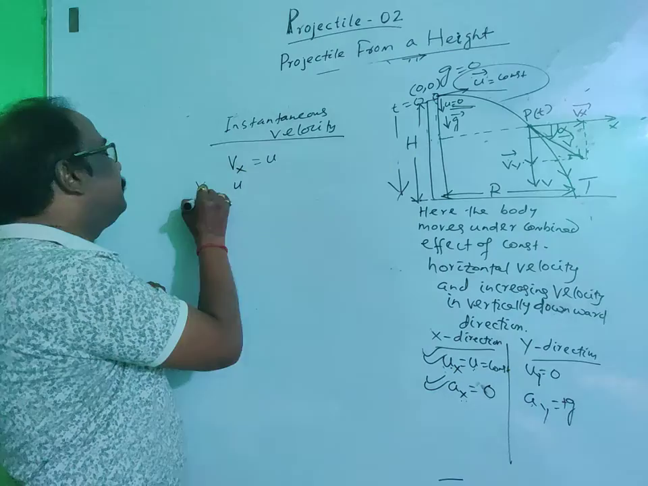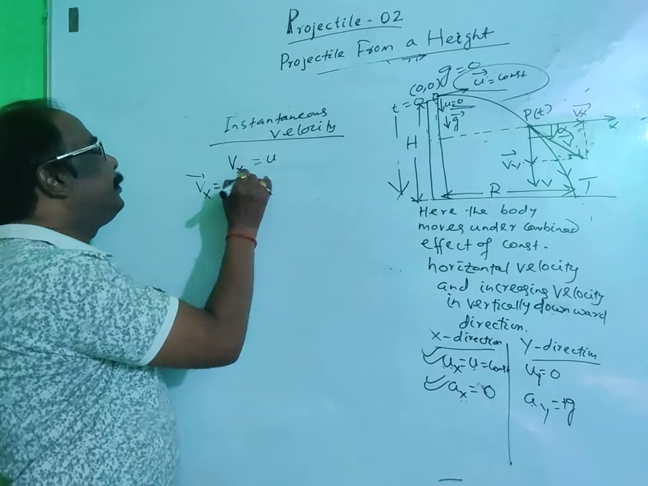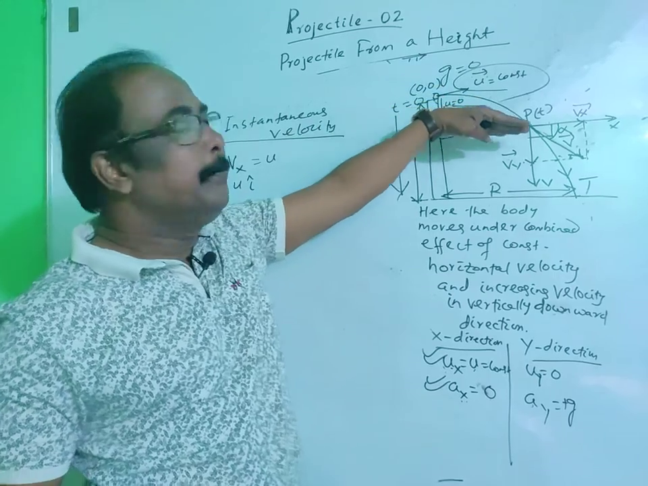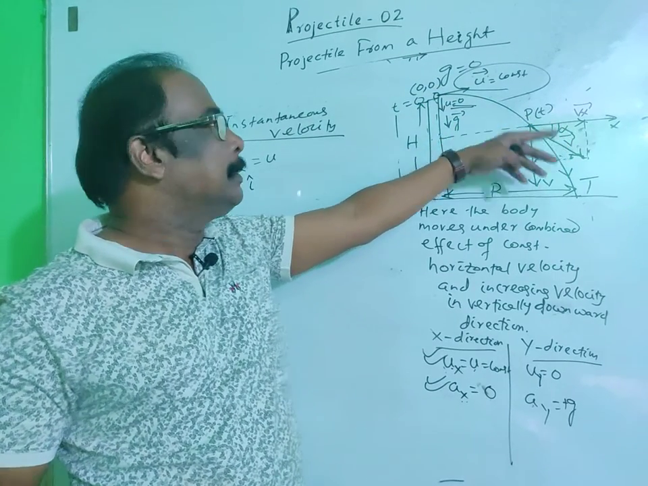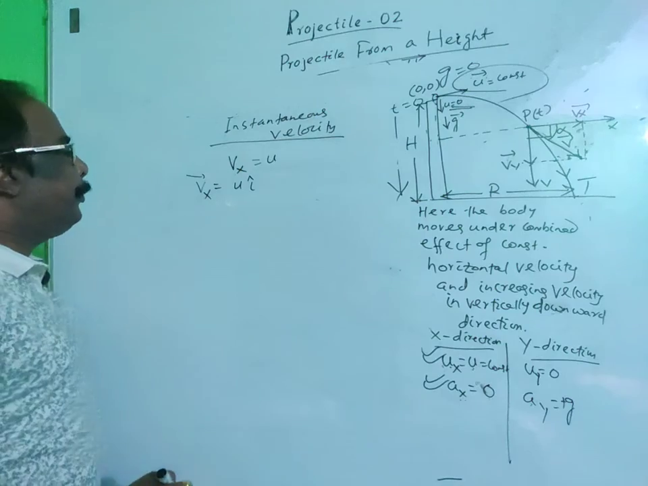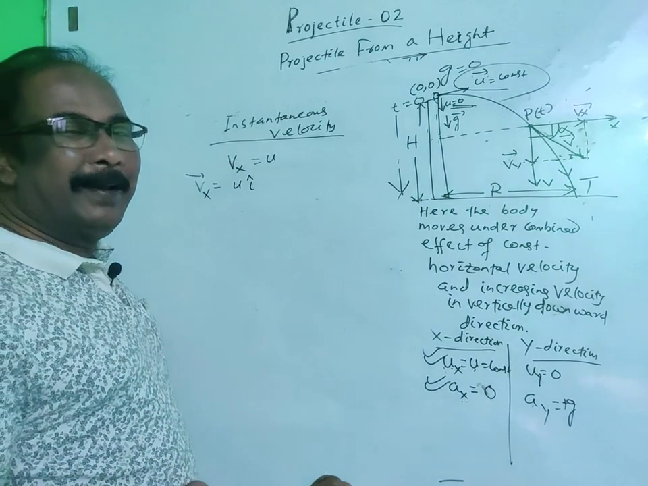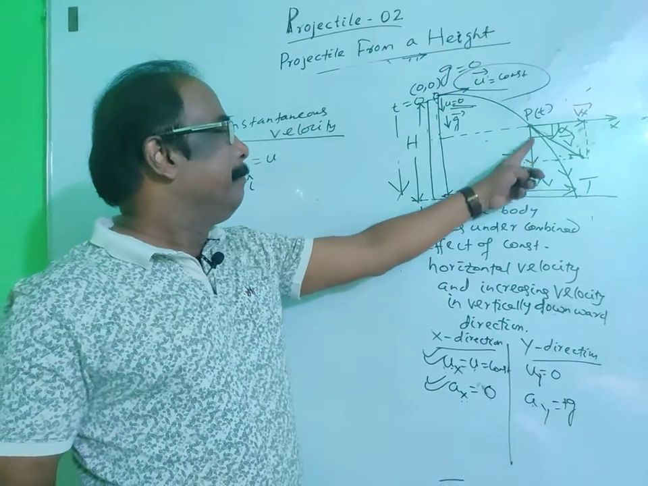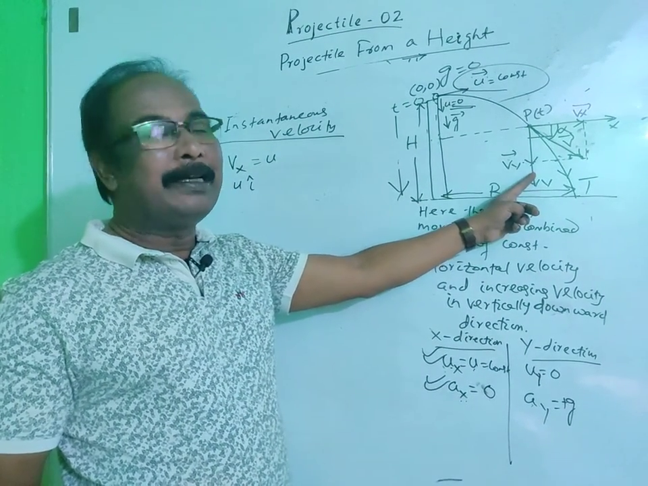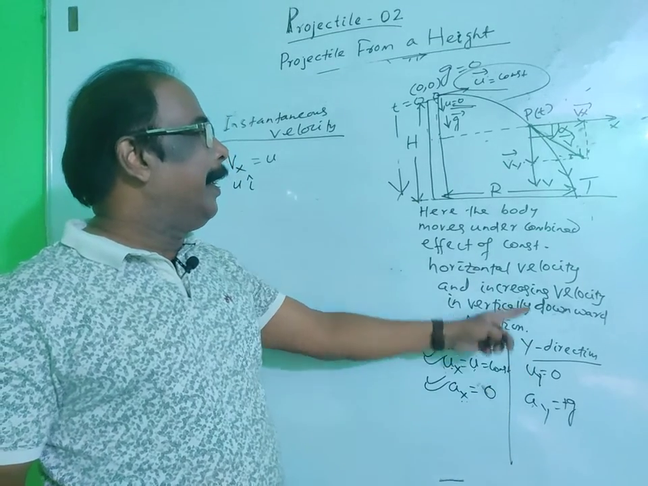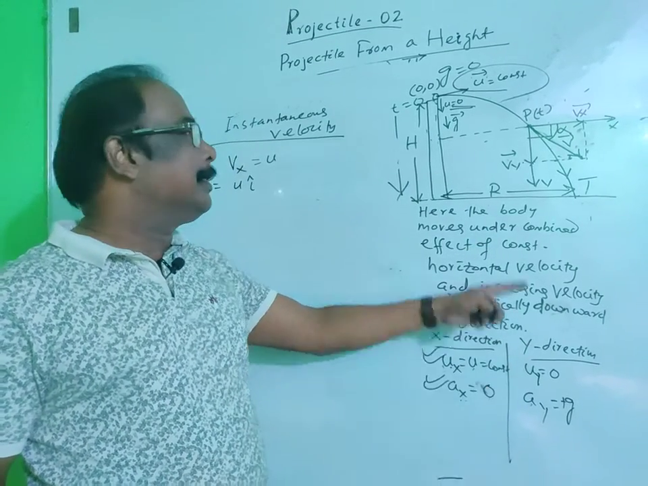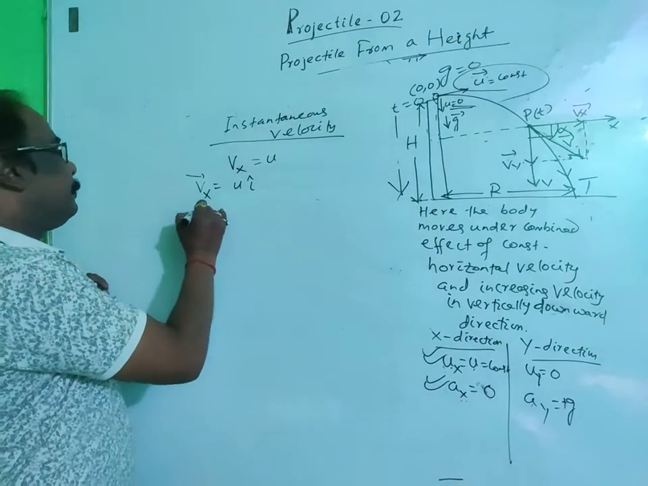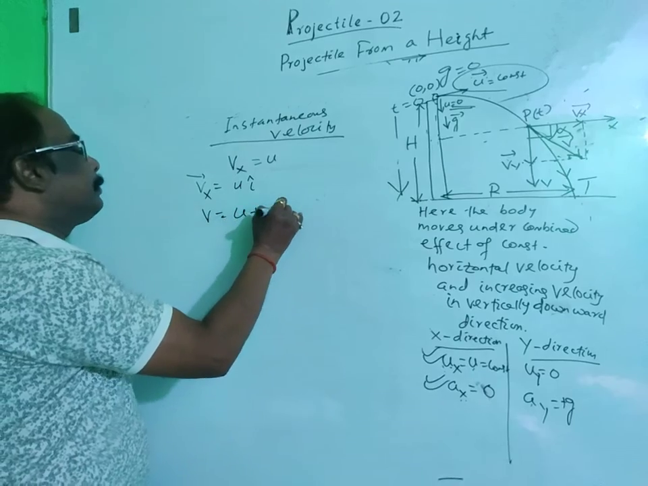In vector form you may write Vx vector is equal to u into i cap, because u is directed along the positive x-axis as per our convention. Thus Vx is equal to u, and the direction is along the positive x-axis, so we take unit vector i cap. And Vy is the vertical velocity. In the y direction there is acceleration, but the initial velocity in the y direction is 0. So using the equation v equals u plus at.